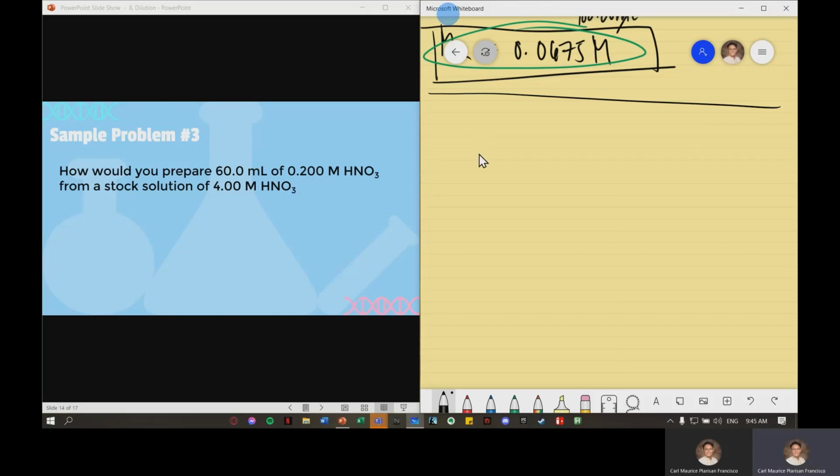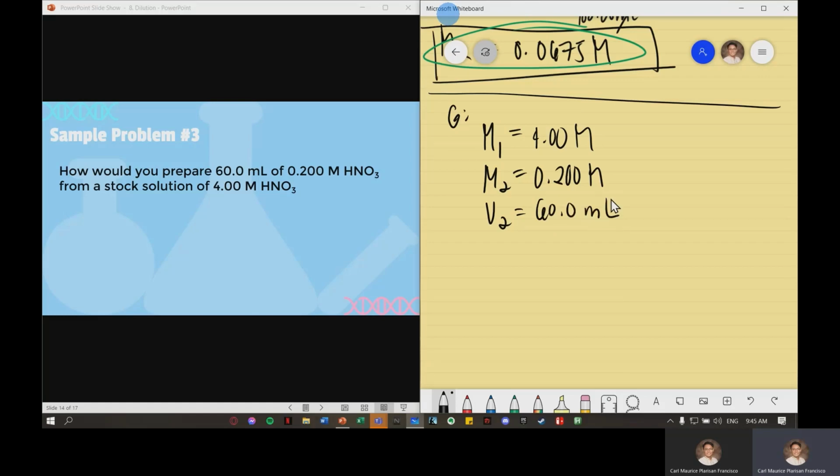So how would you prepare? Okay, so my given would be my initial concentration would be 4.00 molar nitric acid. My final concentration would be 0.200 molar, and then my final volume would be 60.0 milliliter.